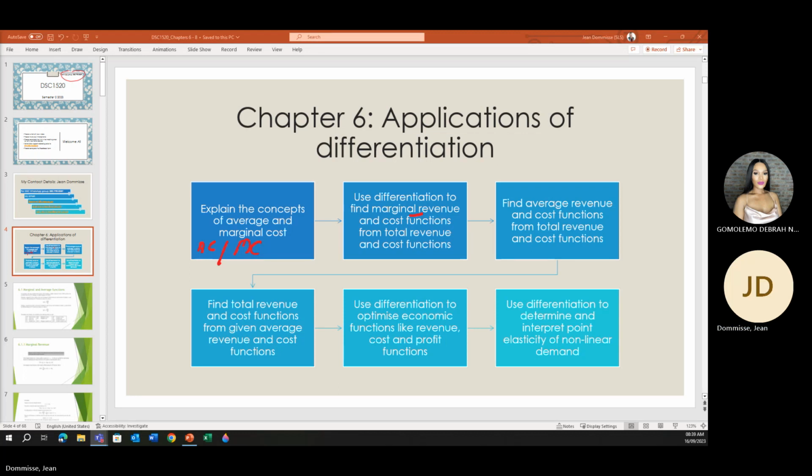Then we will also look at some economic functions around that, and then we will look at elasticity, like in your chapters 3 and 4. We will now just look at the elasticity for a nonlinear demand function.